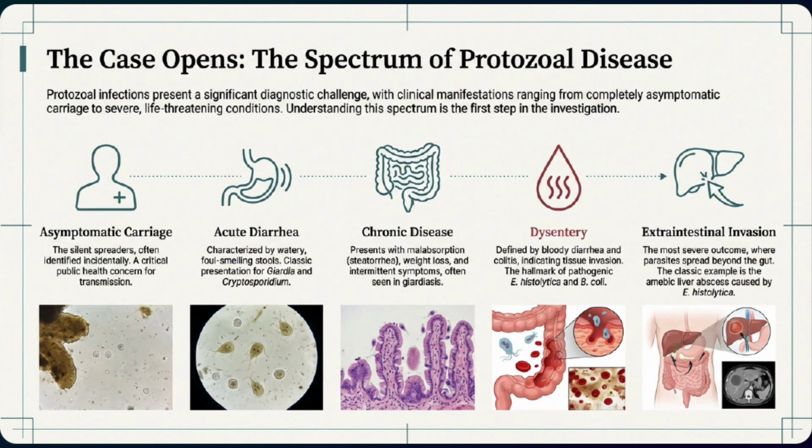So the spectrum of protozoal diseases is very wide-ranging. Everything from asymptomatic carriage, which can cause larger outbreaks, to acute diarrhea, which is often what you see in the clinics, and stool samples are what you find. You can get chronic disease where malabsorption, weight loss, and other symptoms occur. You get severe dysentery, more inflammation than diarrhea, so you see other symptoms and blood in the stool usually, and then extraintestinal invasion, which can lead to liver abscesses.